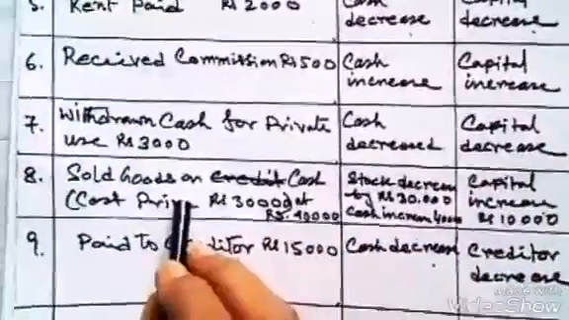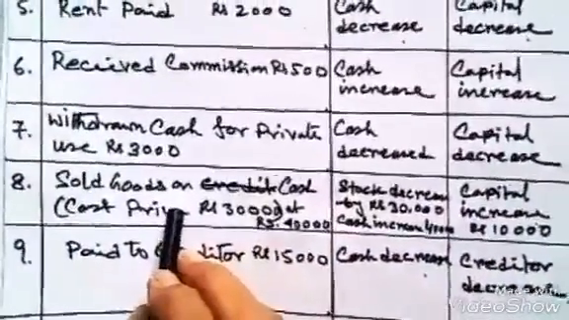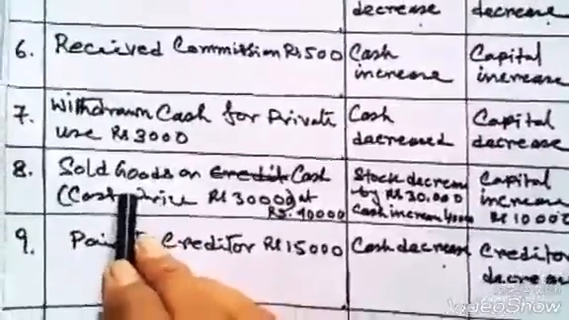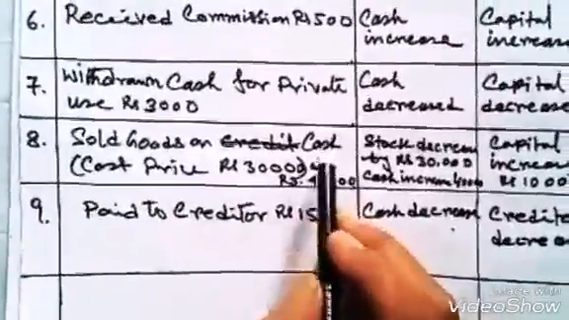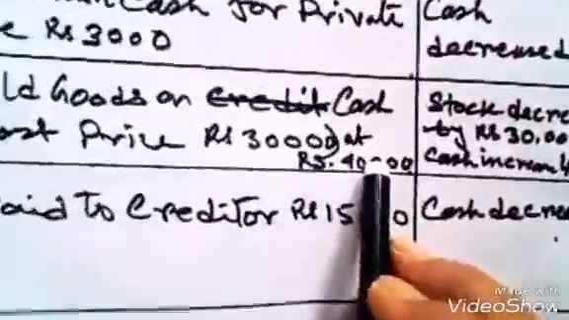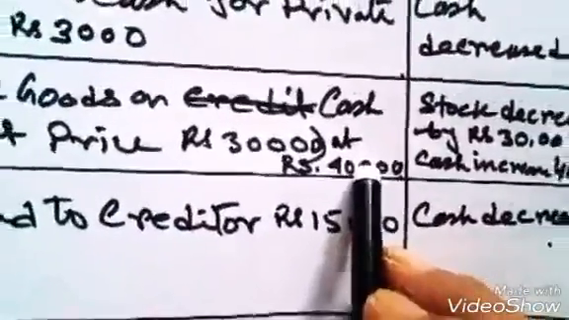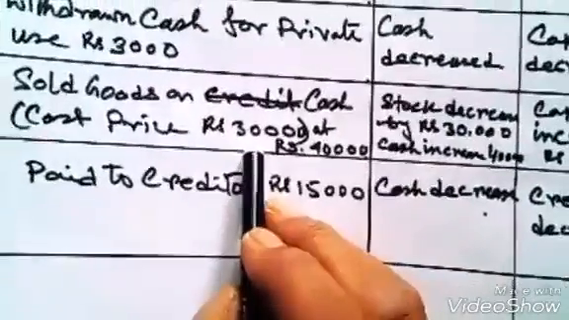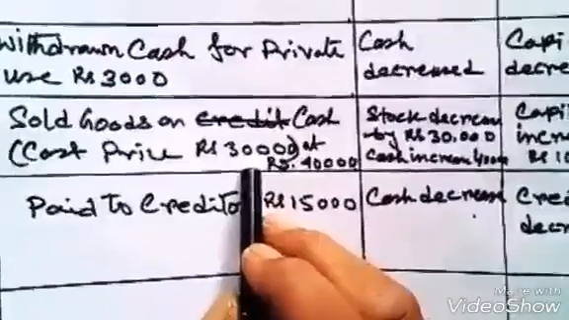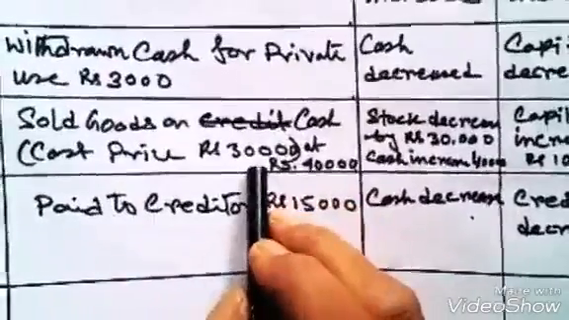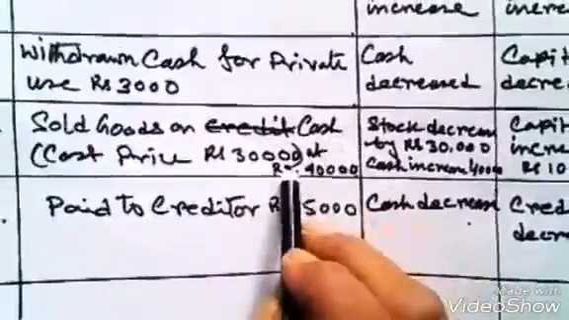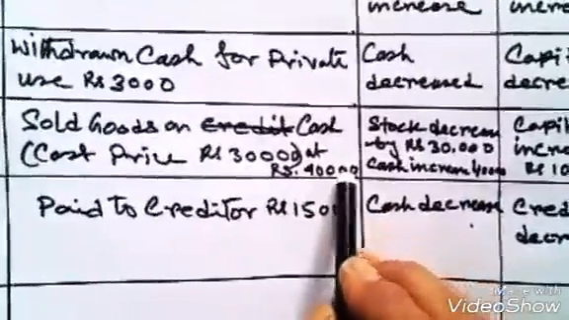Now come to question number 8. Here you have to look that sold goods on cash costing rupees 30,000 at rupees 40,000. What does it mean? That is, the cost price of the goods is 30,000. That means we purchased at rupees 30,000, but we are selling at rupees 40,000.